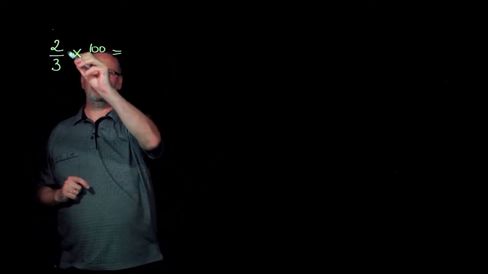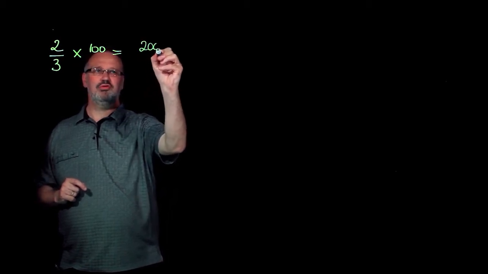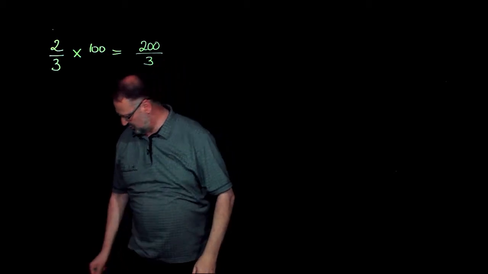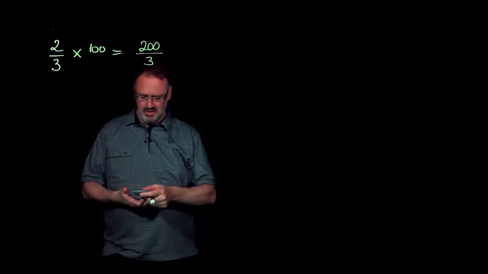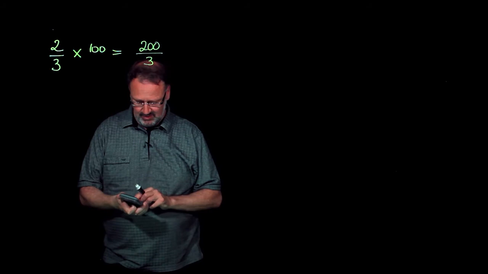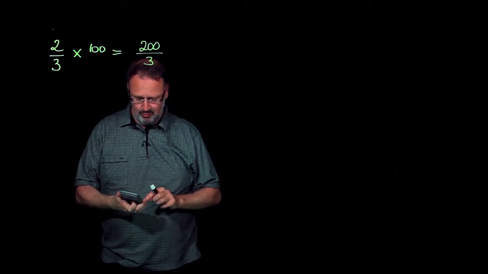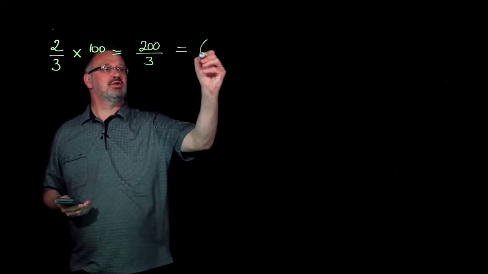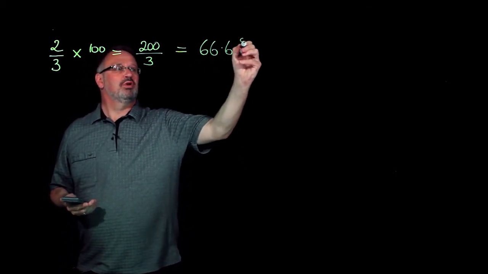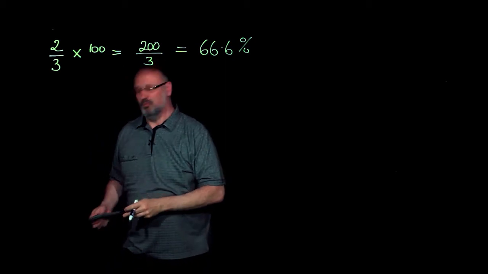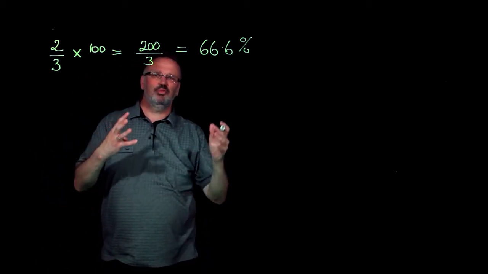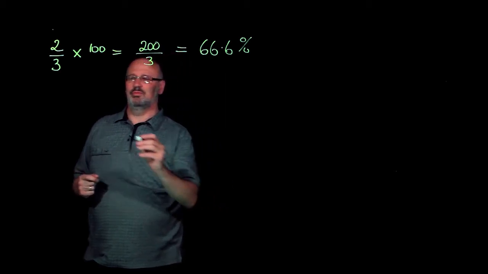Going into the mathematics, 2 times 100 is 200, and divided by 3. Again, resorting to my electronic friend, just to get some of the simple mathematics out of the way, 200 divided by 3 equals 66.6, and this will give me 66.6%.